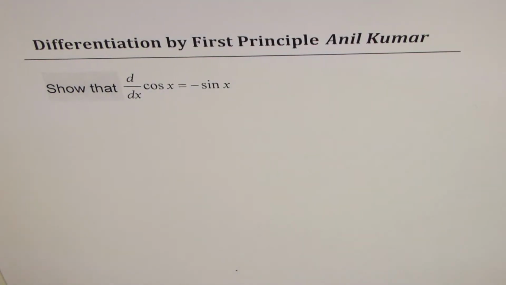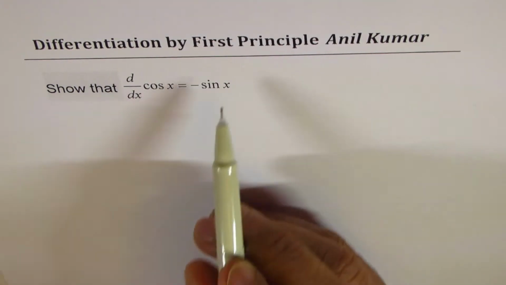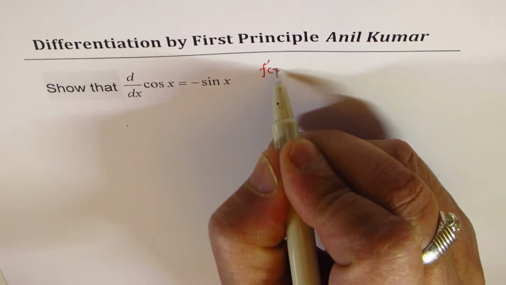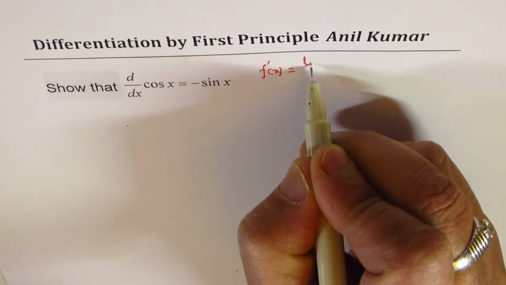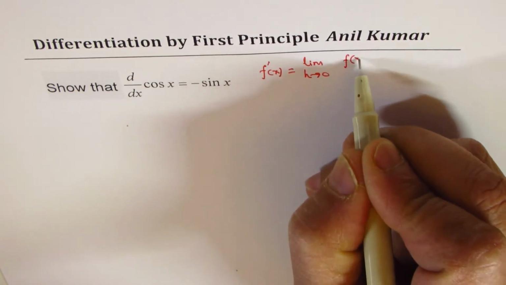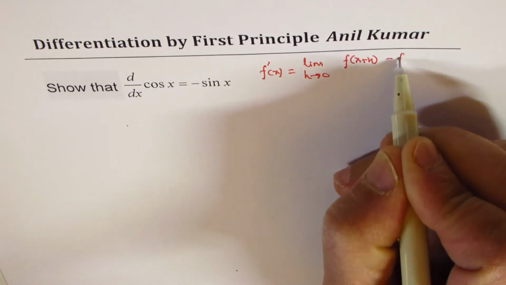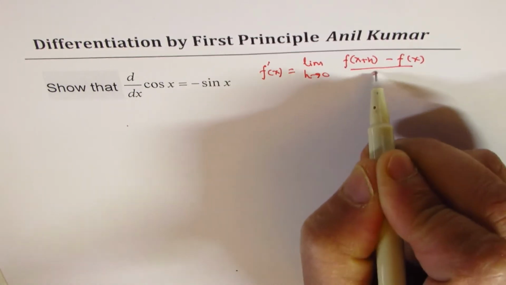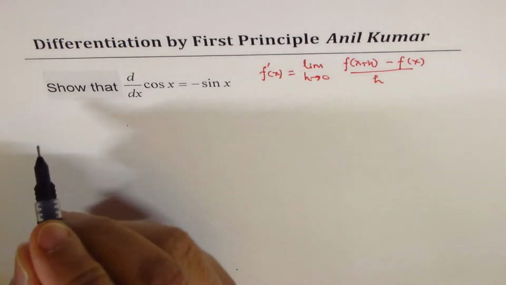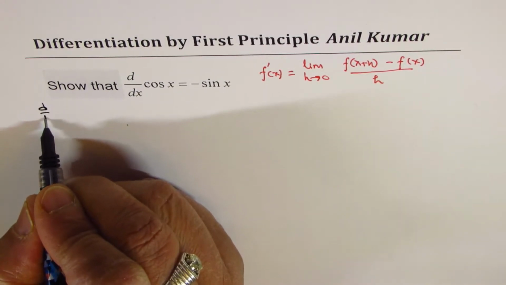Now let us find the derivative of the cosine function using first principle. That means the derivative by definition is the limit as h approaches 0 of f of x plus h minus f of x over h, right? So that is the difference quotient formula. Okay, so we need to find the derivative of cosine x.